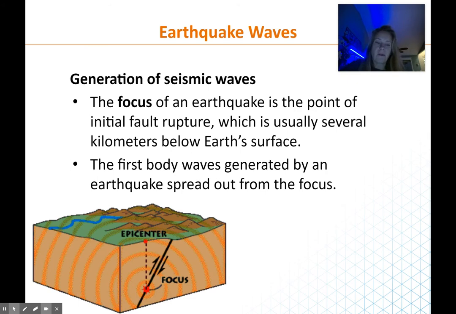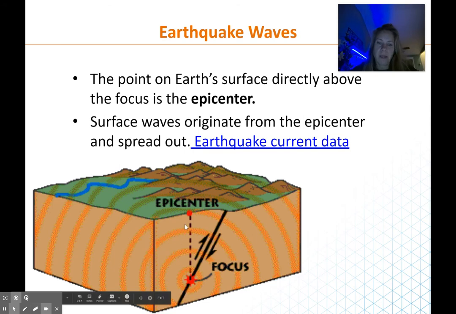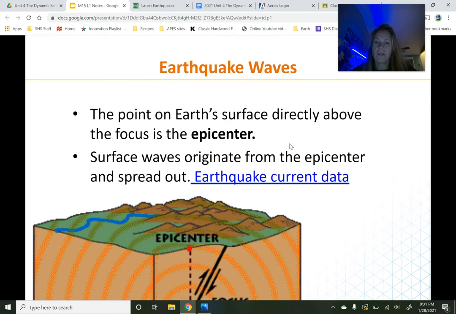They radiate in all directions, and directly above the focus is what's called the epicenter. You've probably heard that with earthquakes, whenever we have one, they always refer to where the epicenter is. That's directly above the focus, and it's generally where we're going to have the strongest waves. So if you're in a city, the epicenter is where the most damage occurs. It's directly above the focus, and the focus is where the earthquake starts. All right, so we can see the epicenter here. What we're going to look at is some earthquake data, and it shows different types of waves.